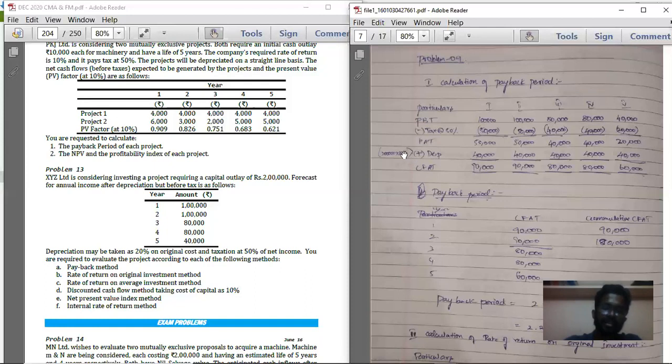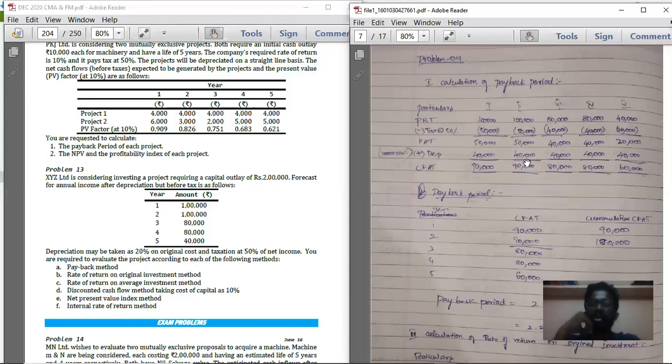Add depreciation. Next to depreciation, just open a bracket. How much is the depreciation? They have told 20% on original cost. See, 20% on original cost is nothing but the straight line method. They are asking us to calculate on original cost every year 20%. So within bracket 2 lakhs into 20%. How much is 2 lakhs into 20%? You are getting 40,000. So all the 5 years record 40,000. That is depreciation, because it is under the straight line method. 40,000 under all 5 years.